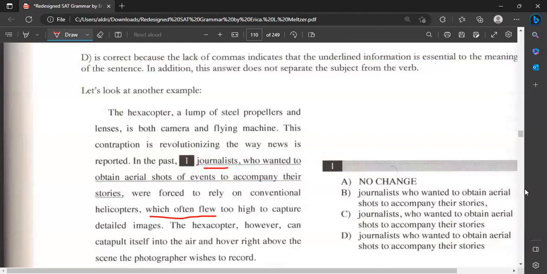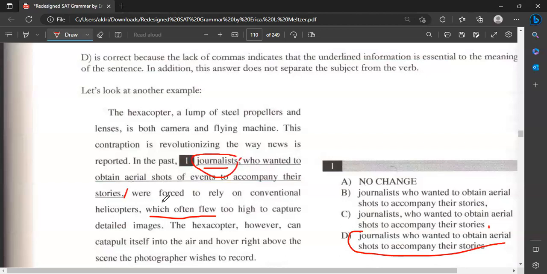So there are so many reasons this is wrong. And then you need 2 commas around what we think is non-essential. But even if we did that, it wouldn't make sense because we're looking at specific journalists, those who wanted to obtain aerial shots. So just to back it up, again, A is wrong because journalists is essential, just like Aldin said. So we need that.